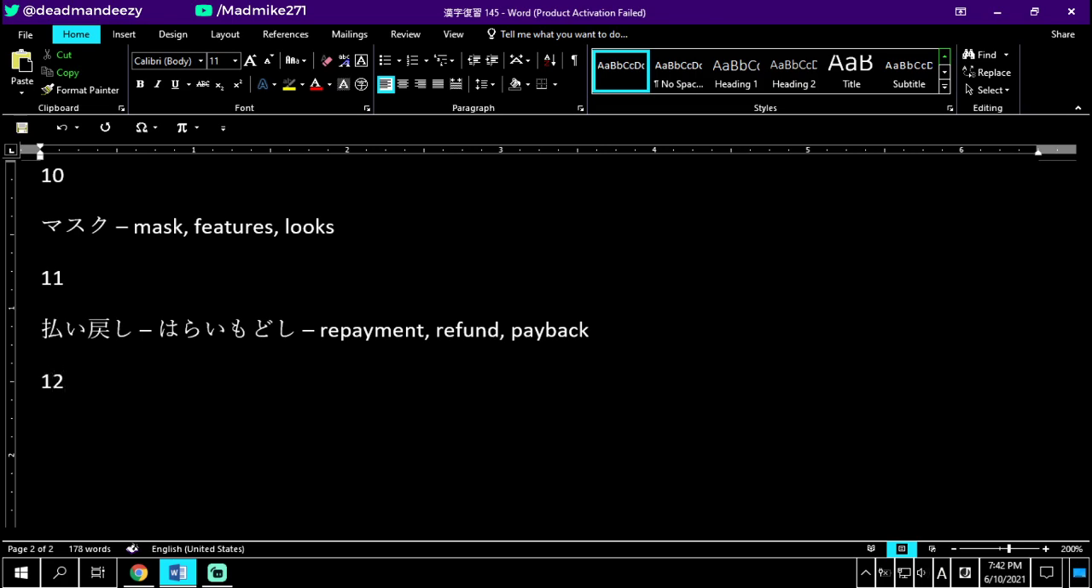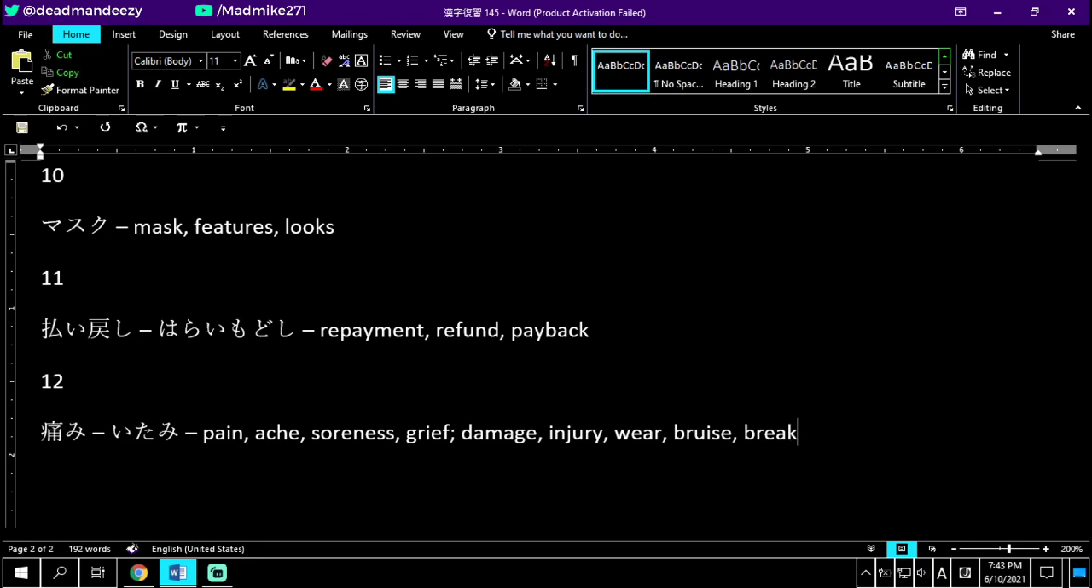And our last one for tonight is going to be itami. We've already learned this kanji before as well. Itai is painful. Itami is pain. And this itami is referring to the pain itself. This is pain, ache, soreness, grief. It can also mean damage, injury, wear, a bruise, or a break.